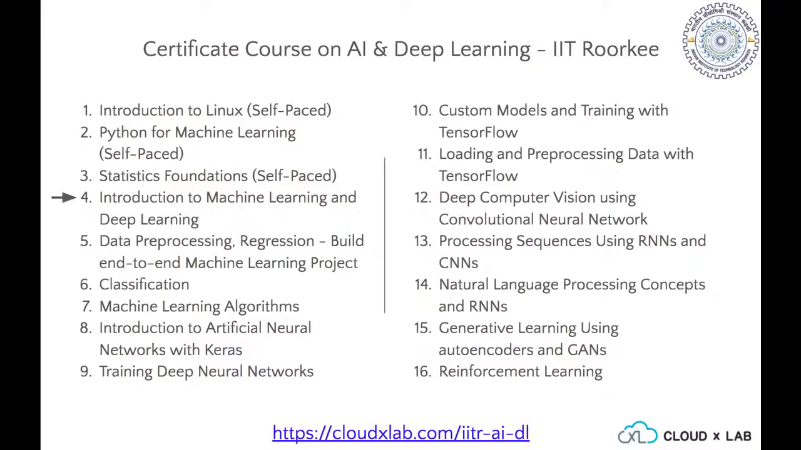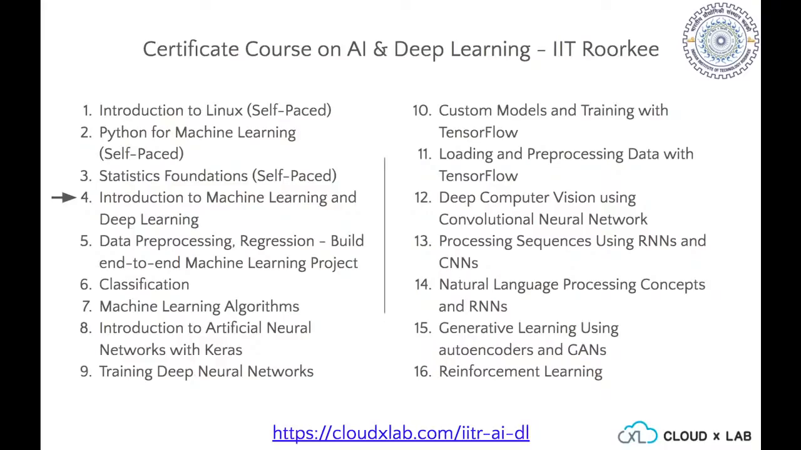First we'll touch upon how to create a neural network in chapter number 8, and then we will learn the theory and maths around how to train the deep neural network. That's chapter number 9. Chapter number 10 revolves around creating custom models and training with TensorFlow. This is TensorFlow 1 in chapter number 10. That's the only chapter with TensorFlow 1. Remaining chapters are around TensorFlow 2. Then we will learn how to load and pre-process data with TensorFlow.